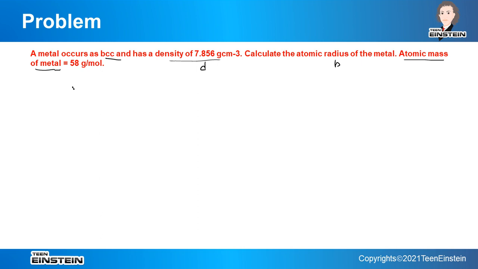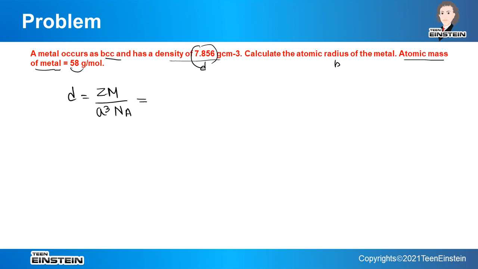Now first of all we will write the formula that we have just derived. D equals ZM divided by A cube Na, and then we will put the known values. So which values are known here? Density is given, which is known.